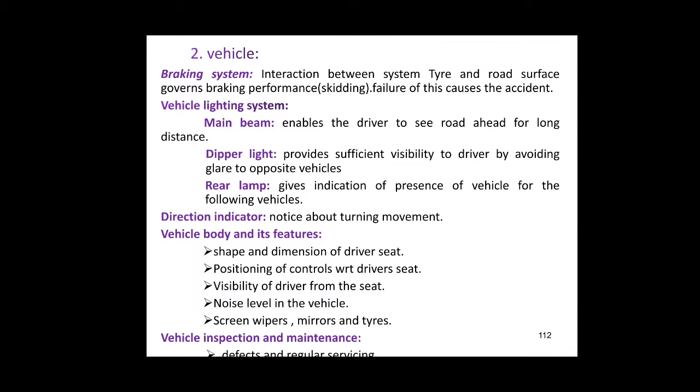Second is the vehicle. The braking system. The interaction between the tire and the road surface basically governs the braking performance of the vehicle. The skidding, failure of the vehicle, leads to an accident. Next is the vehicle lighting system. First is the main beam, which enables the driver to see the road ahead from a longer distance. Next is the dipper light. The dipper light provides sufficient visibility to the driver by avoiding the glare from the opposite vehicle.